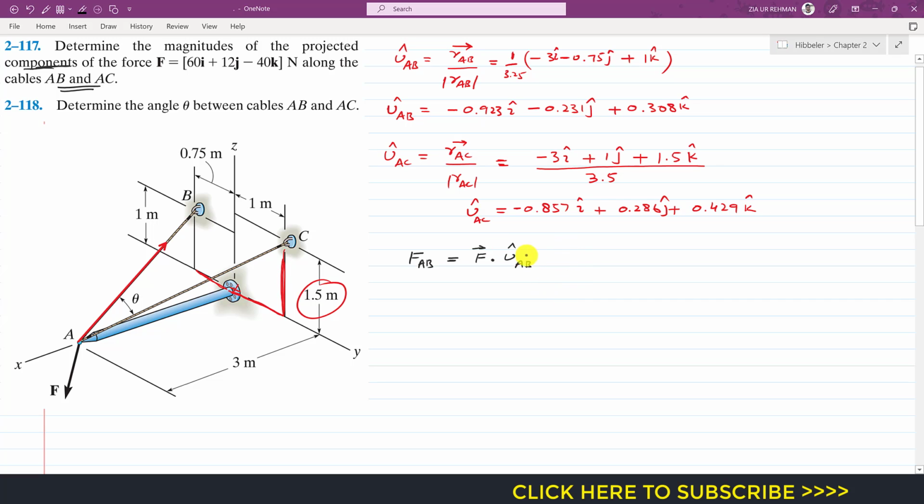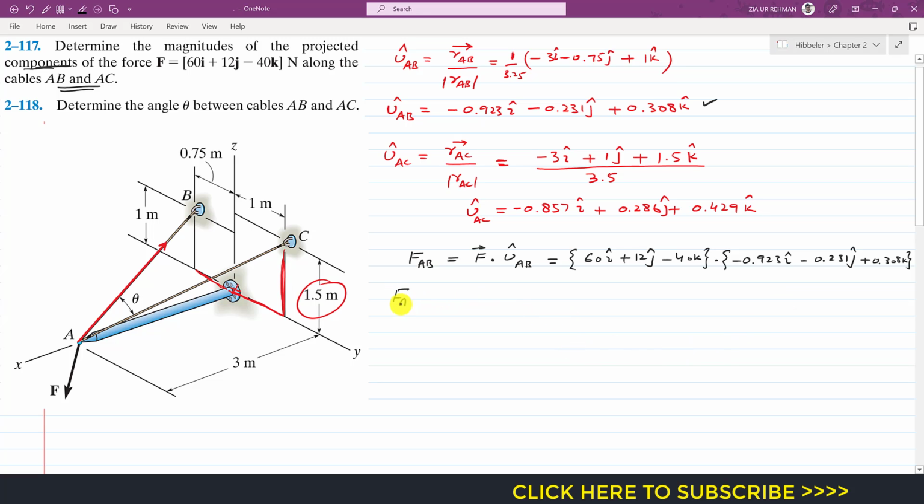So this will be, we can write F, so F is given, which is 60I plus 12J minus 40K, and dot product with the unit vector along AB, which is minus 0.923I from here, minus 0.231J, and plus 0.308K. So now we can multiply it.